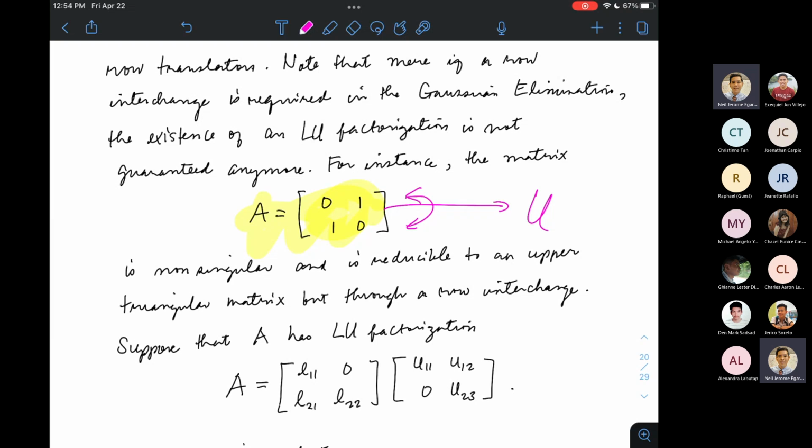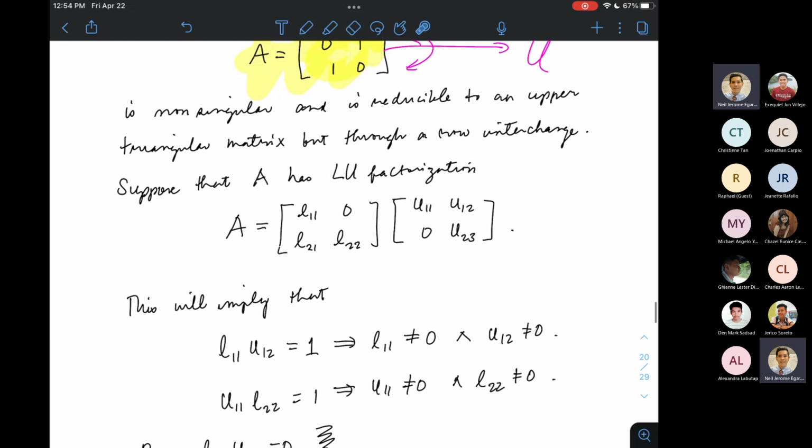So, ibig sabihin, fail na. Hindi na siya row translator lamang para ma-reduce sa U. Okay? So, kapag mayroong row interchanges na nagaganap, that might bar us from having an LU factorization. Okay? Kasi, sige, tingnan natin by contradiction. Kunwari, meron siyang LU factorization.